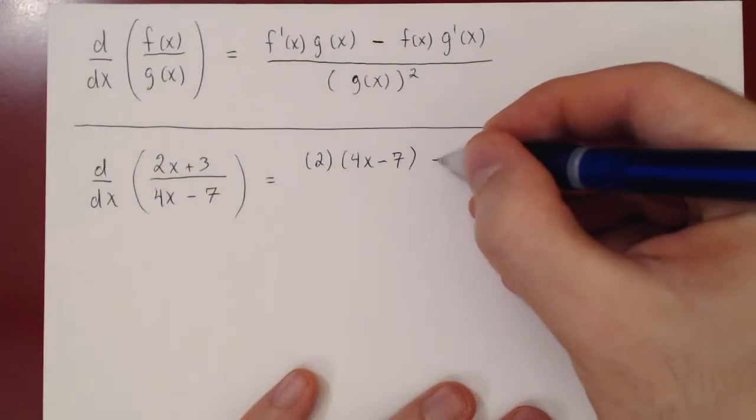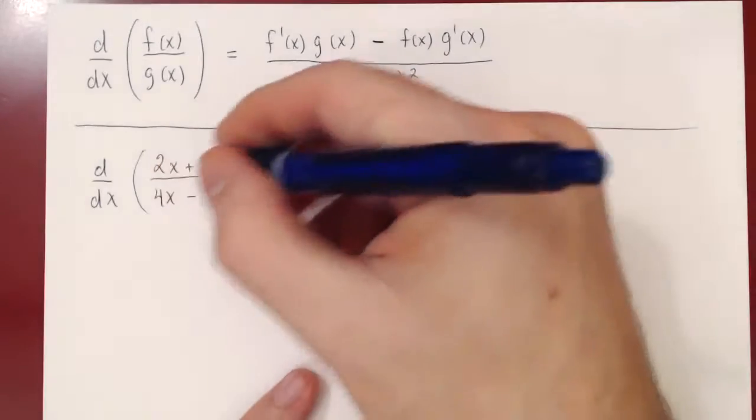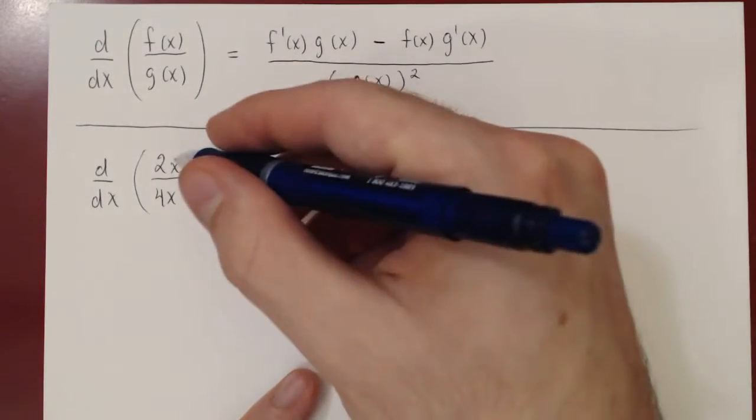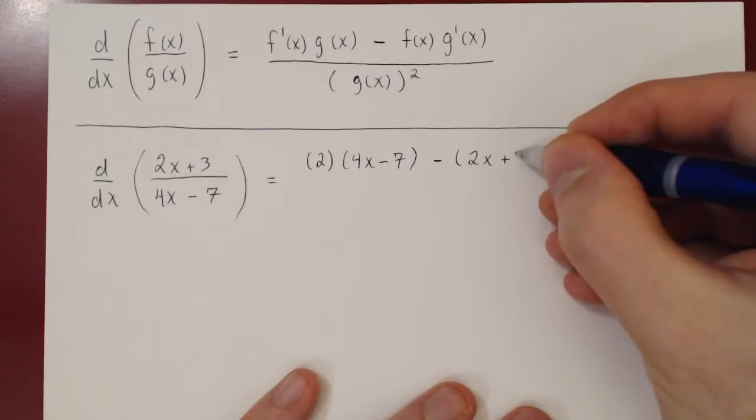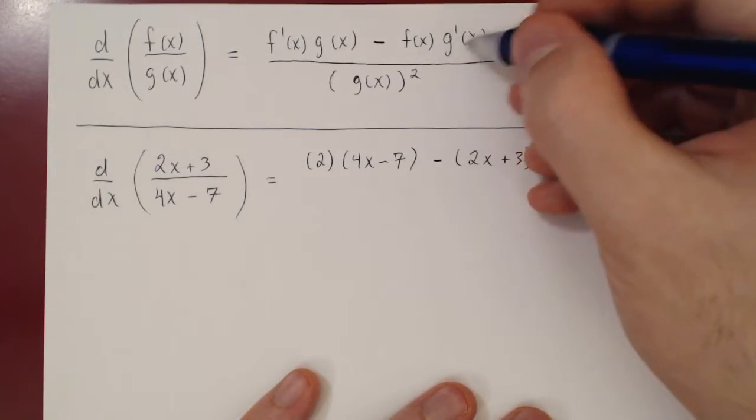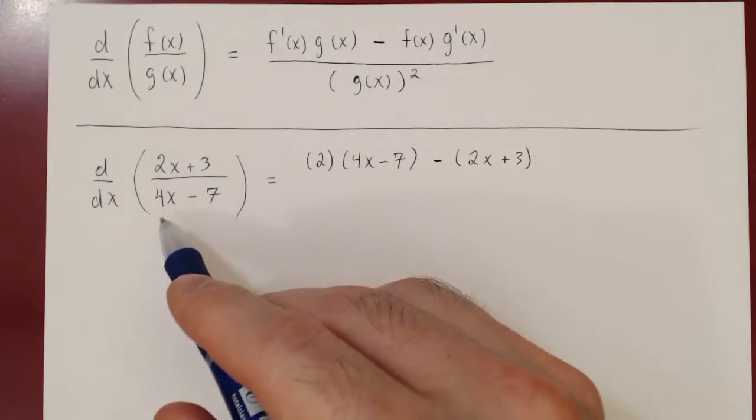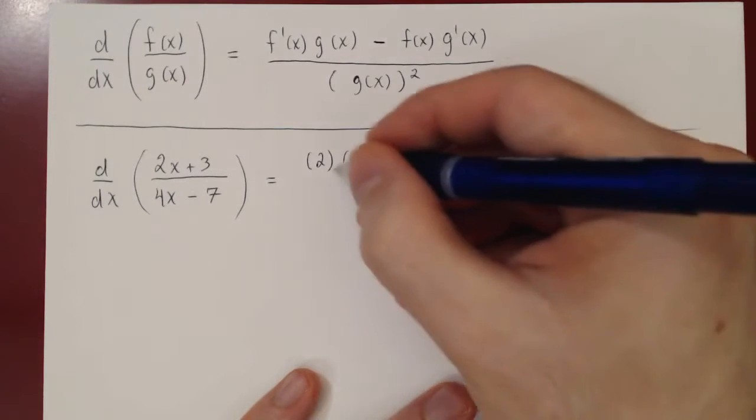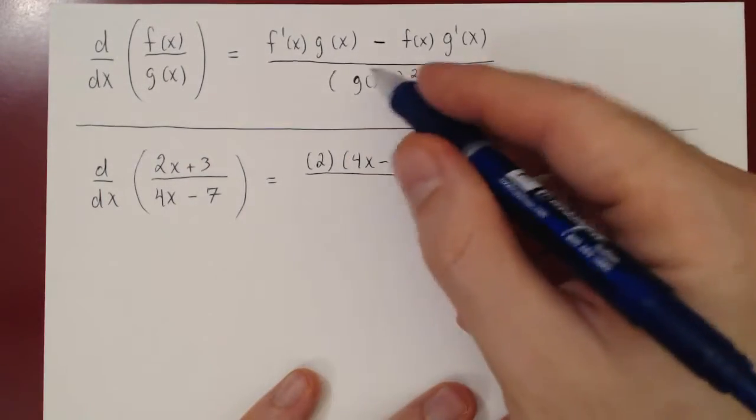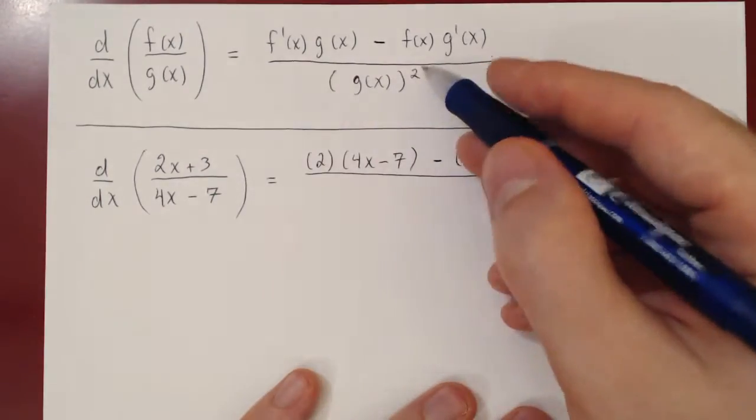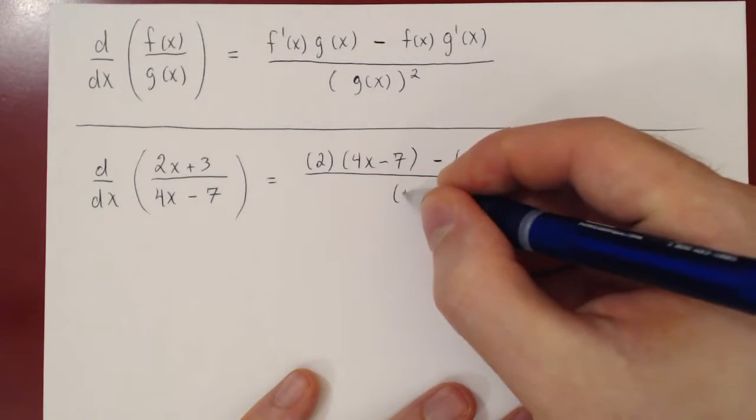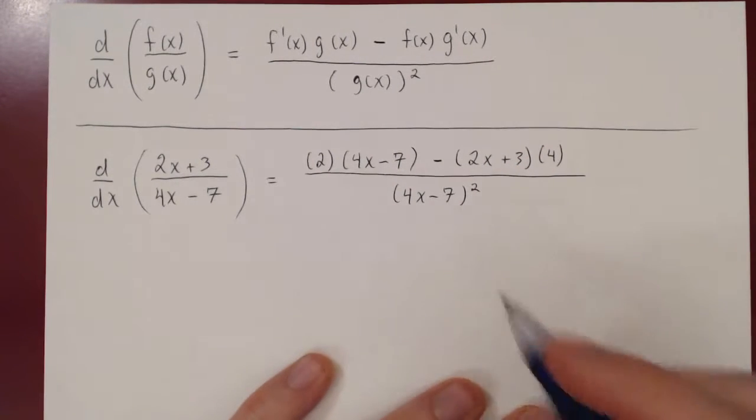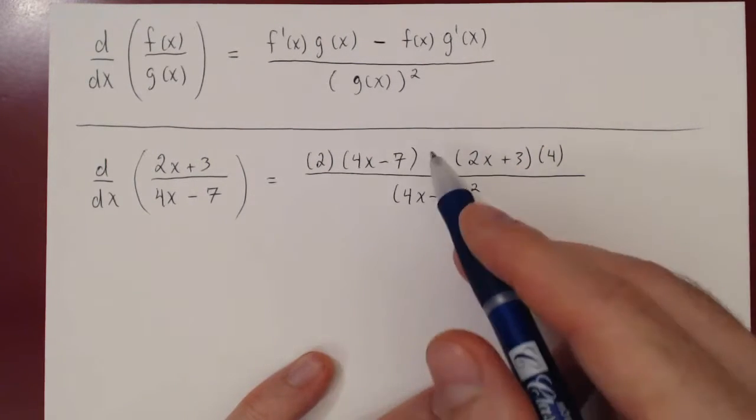minus the numerator, 2x plus 3, and here be careful to use brackets because it's the negative of all of f of x, so the negative of all of 2x plus 3, times now the derivative of the bottom. The derivative of 4x minus 7 is just 4. And this is all over g of x all squared. So 4x minus 7 all squared.